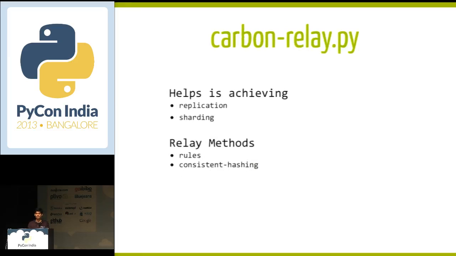Carbon Relay is another software component in Graphite. It's basically used in replication and sharding. So when you start scaling, you need more carbon daemons. This sits on top of these carbon daemons, and based on the relay methods, it makes sure it shards data appropriately. So there are two relay methods here, rules and consistent hashing.